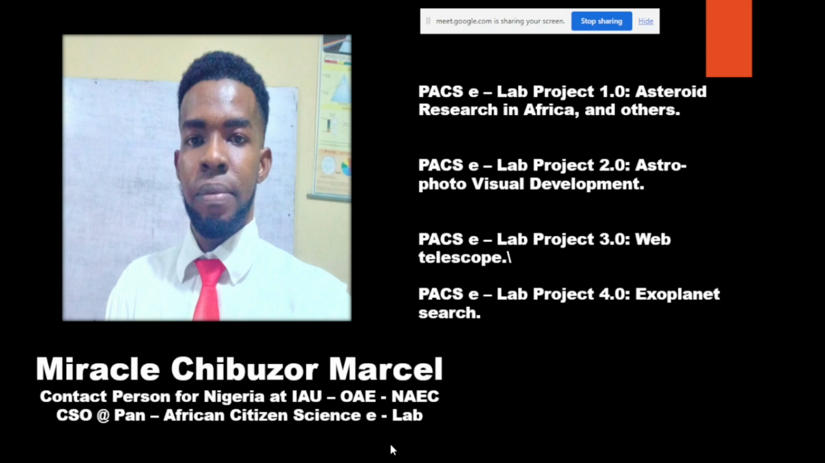Citizen science generally means scientific research that requires the input of ordinary people. It means that you don't need knowledge of astronomy to be able to contribute. You don't even need knowledge of science. What I mean is you don't need expertise. Maybe you don't have a degree in astronomy or in any STEM field. You can still make a lot of contributions. So it's called citizen science.